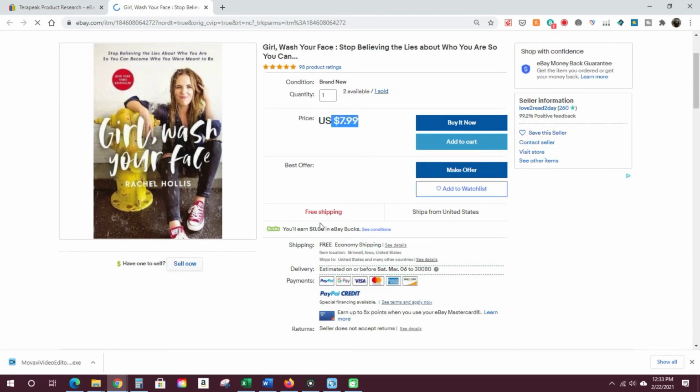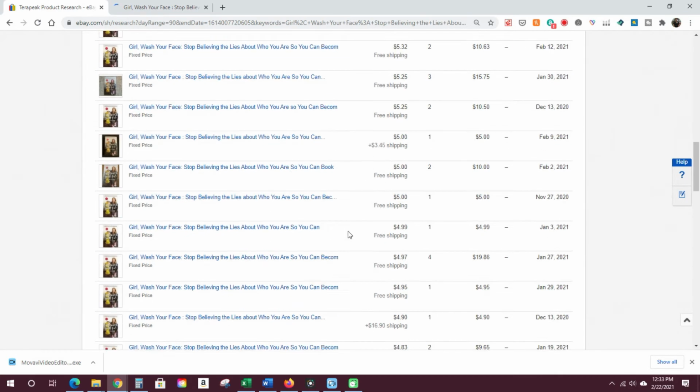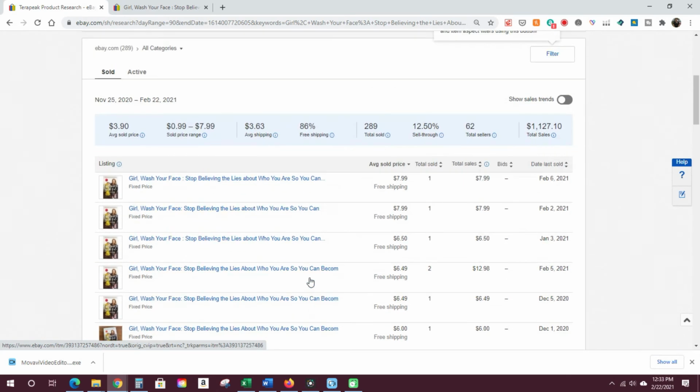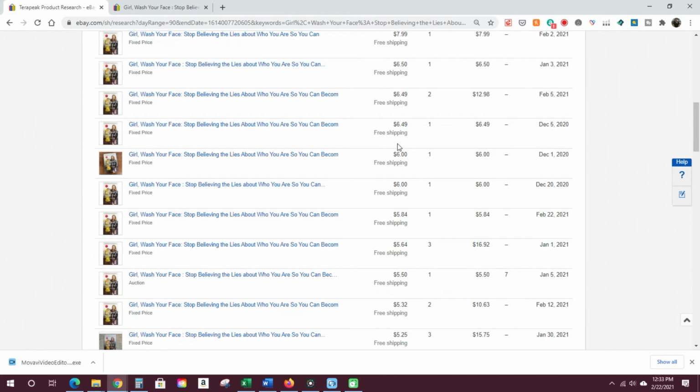So $7.99 was okay, but as you can see, most of them are running about $4. So I could probably maybe try the 7, go a little bit lower, maybe $6.25 right here in the middle, and see if it sells.